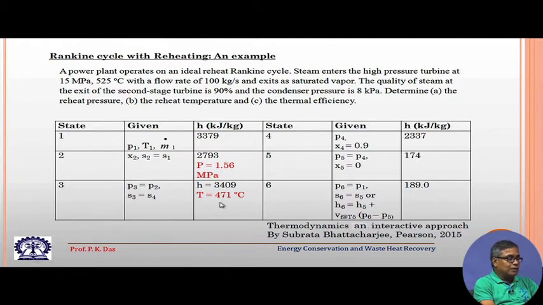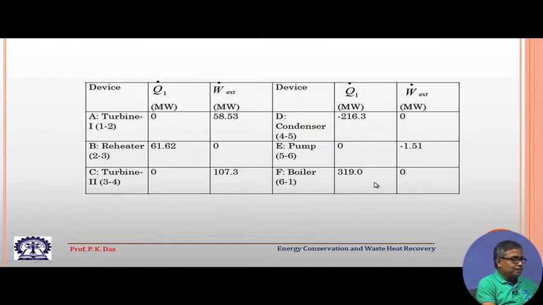So, our condition is fully known. With that we can calculate the enthalpy. The enthalpy at state 3 is 3409 kilojoule per kg, that is known now. Now, we go to state 5.